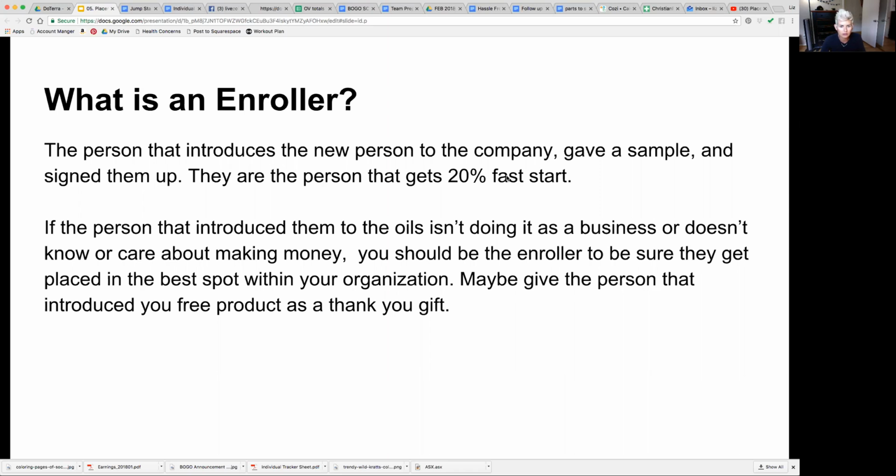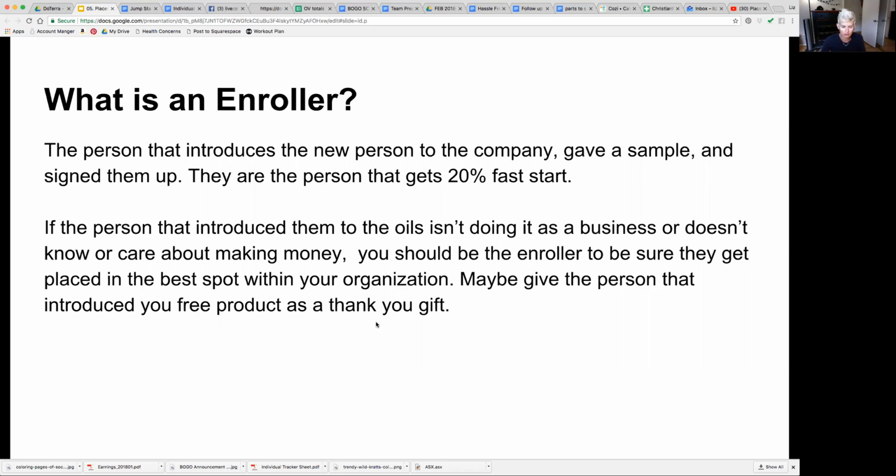If the person that introduced them to the oils isn't doing it as a business or doesn't know or care about making money, you should be the enroller to be sure they get placed in the best spot within your organization. Maybe give that person free products as a thank you gift for the introduction, right? So you would be the enroller of the person that you're helping get their own account, okay?